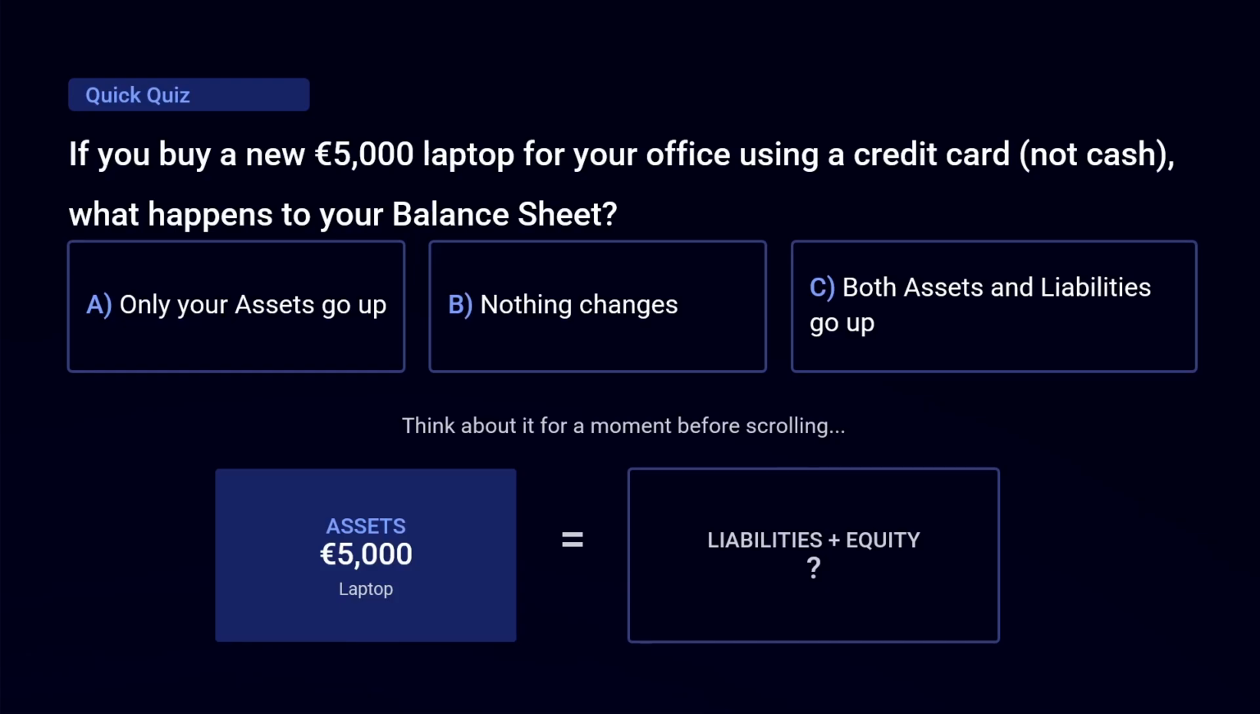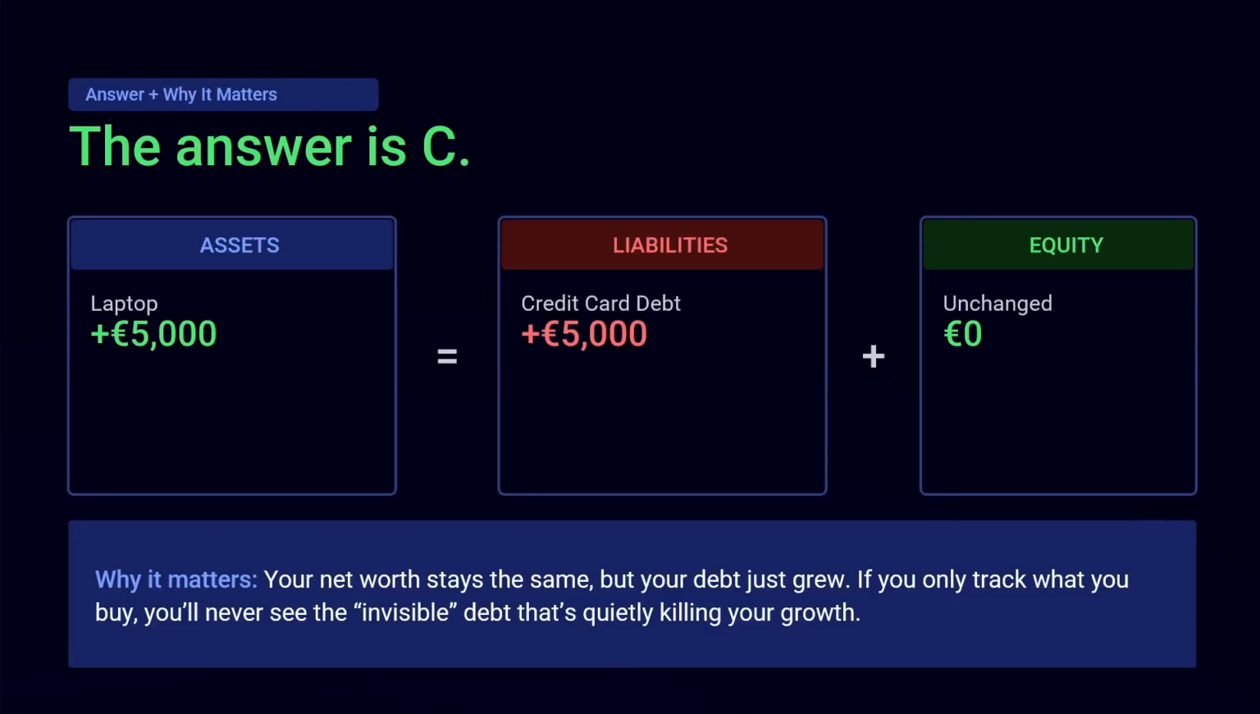If you buy a new 5,000 euros laptop for your office using a credit card, I want to say not by cash, what happens to your balance sheet? Answer A. Only your assets go up. B. Nothing changes. C. Both assets and liabilities go up. Think about it for a moment before scrolling. And the answer is C.